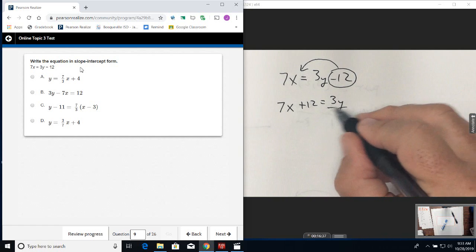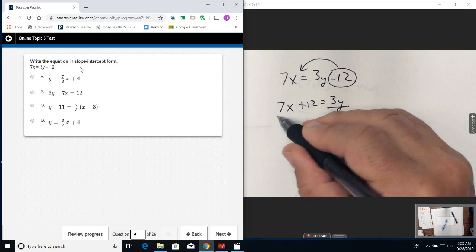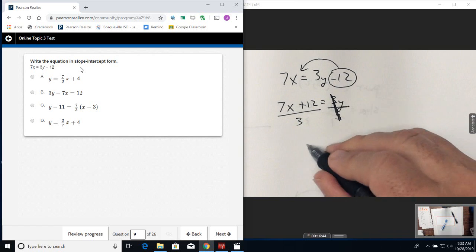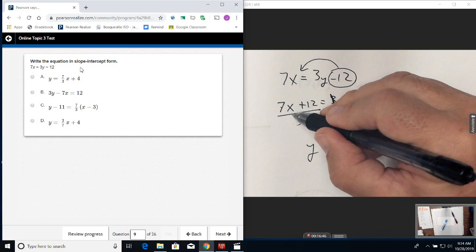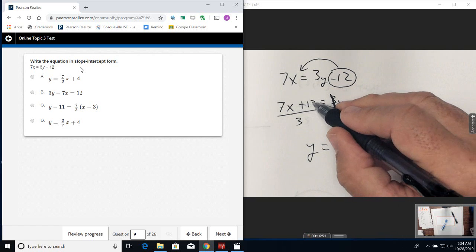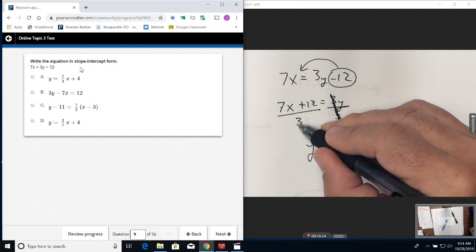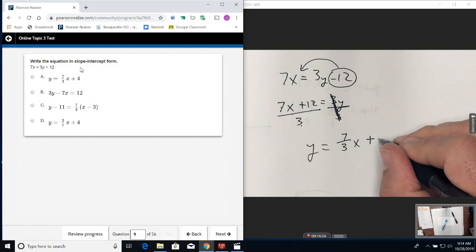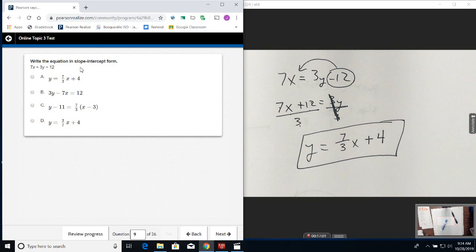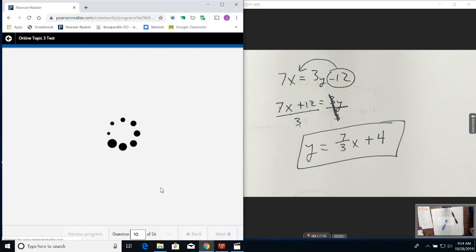Now to get the y by itself, what do I do? Divide by 3. Divide by 3. 3 divided by 3 cancels out, so I'm left with y is equal to whatever 7 divided by 3 is. And does that reduce? Nope. And then 12 divided by 3. Now it's a positive 12 divided by a positive 3, which is a positive what? 4. Okay? So I put that in slope-intercept form, which is answer choice. Alright, let's go to the next one then.